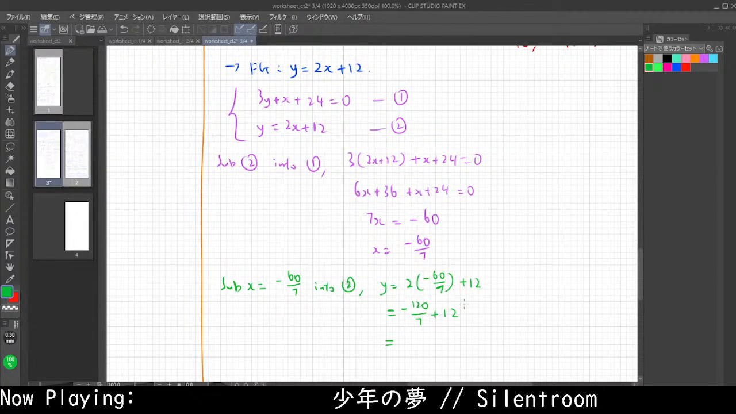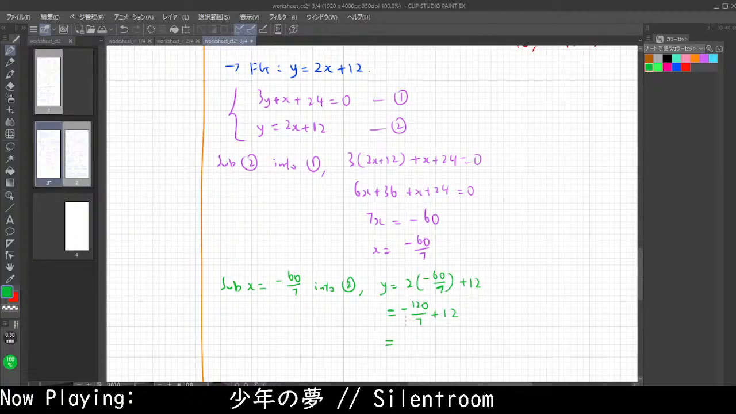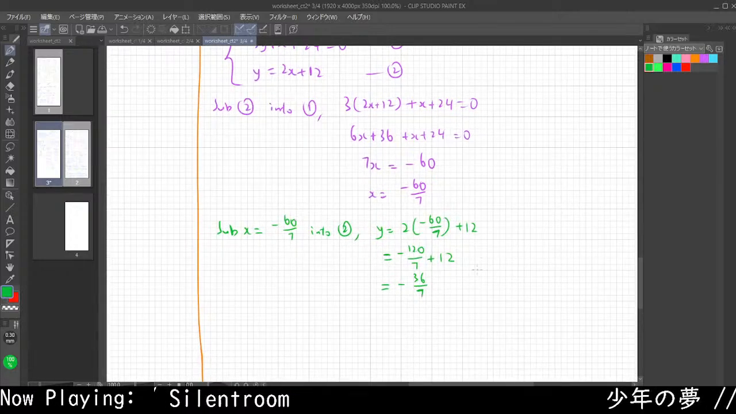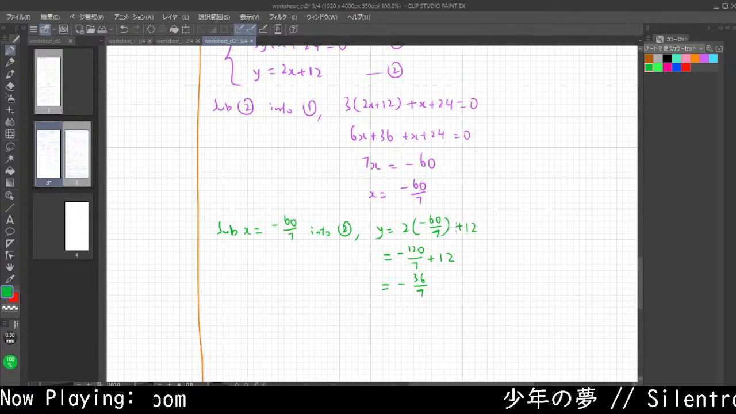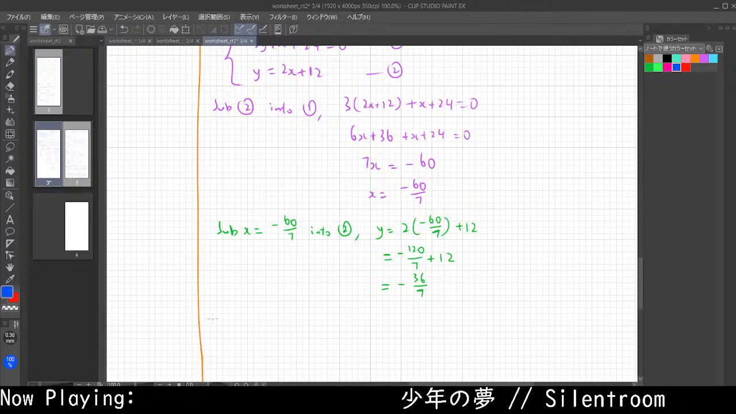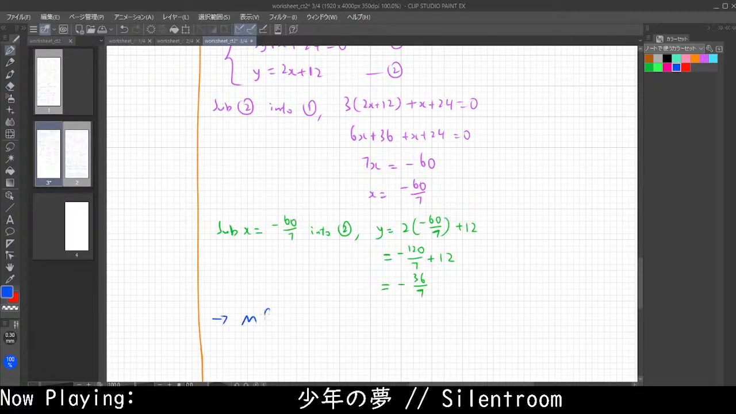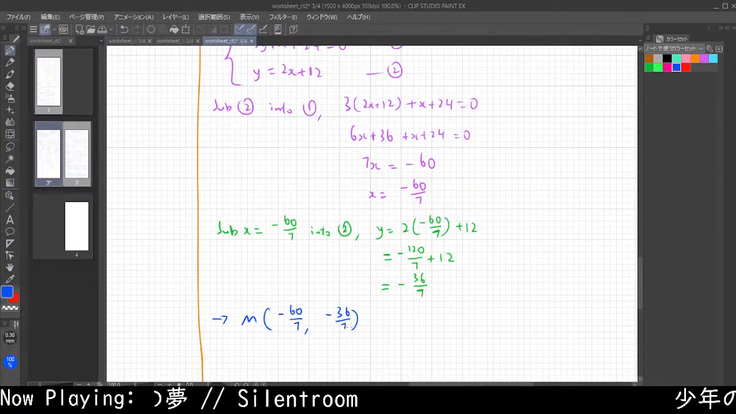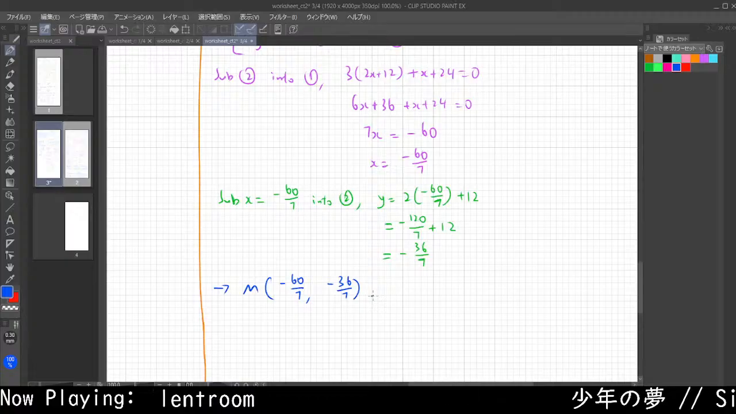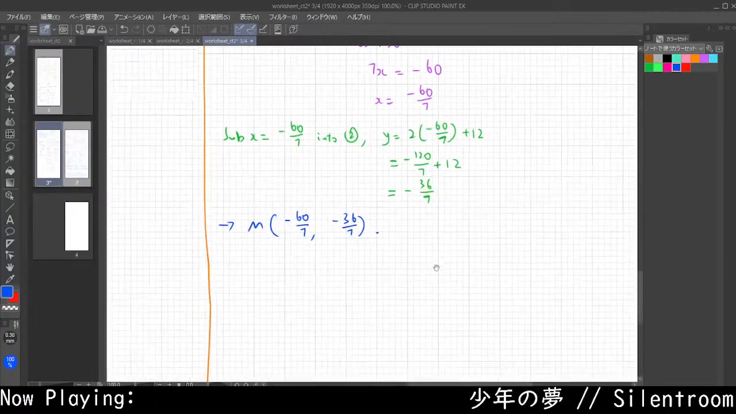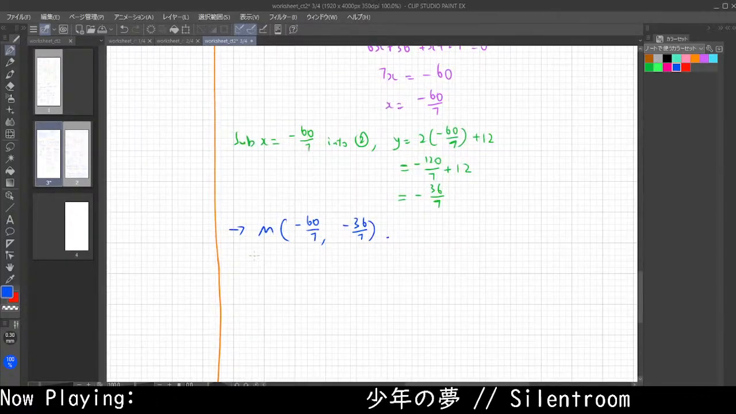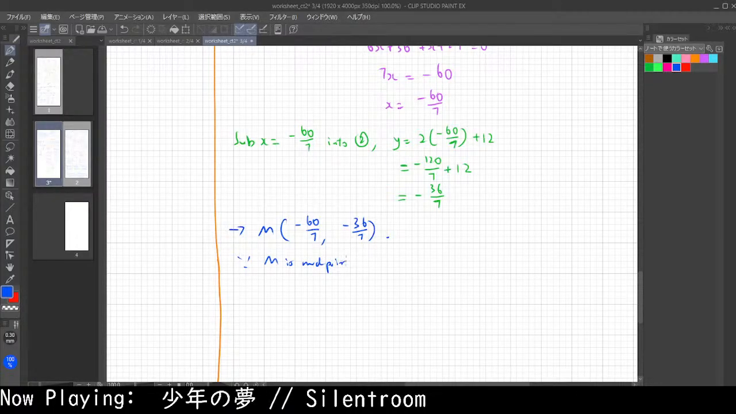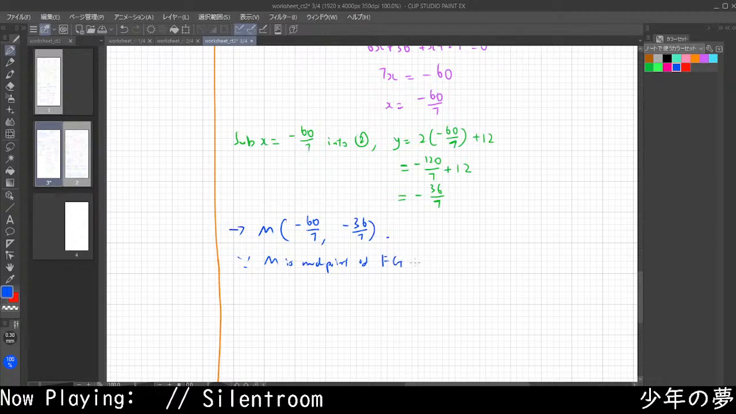This is minus, negative 36 over 7. Yeah, negative 36 over 7. Therefore, point M has coordinates negative 60 over 7, comma negative 36 over 7. Then you want to find the coordinates of F. Since M is the midpoint of FG.